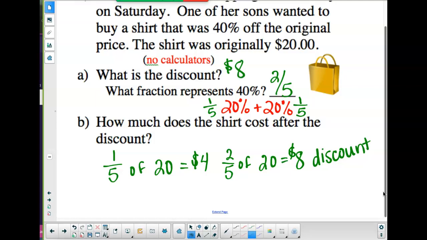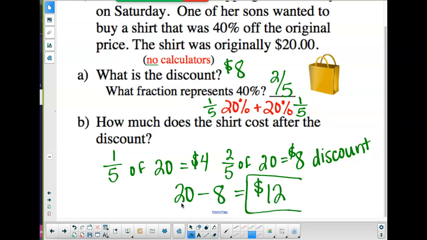How much does the shirt cost? How would I figure that out? How would we figure out how much the shirt costs? If I'm going to save $8 and it was originally $20, what do I do? Lily? 20 minus... Yeah, I have to do $20 minus the $8. The shirt is going to cost $12. That's it, if it was 40% off. Okay? Questions there?